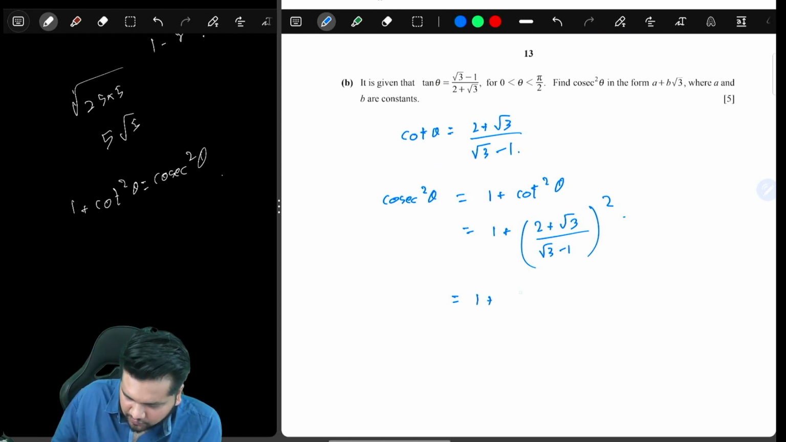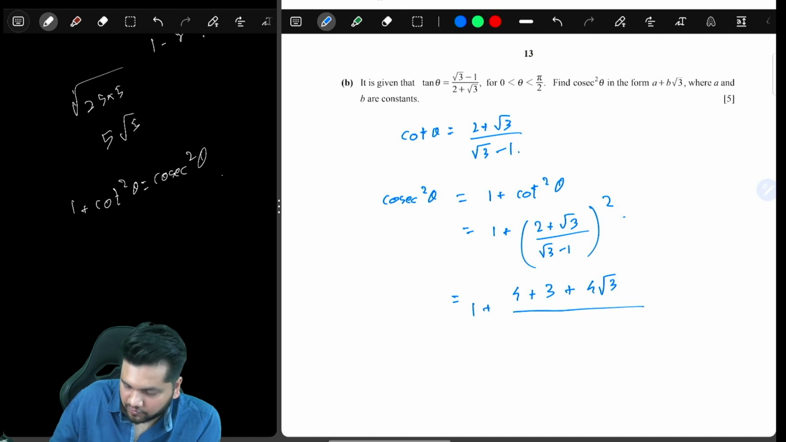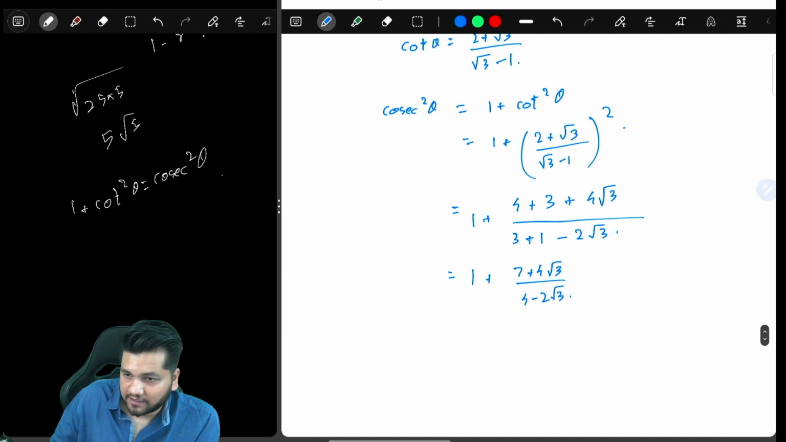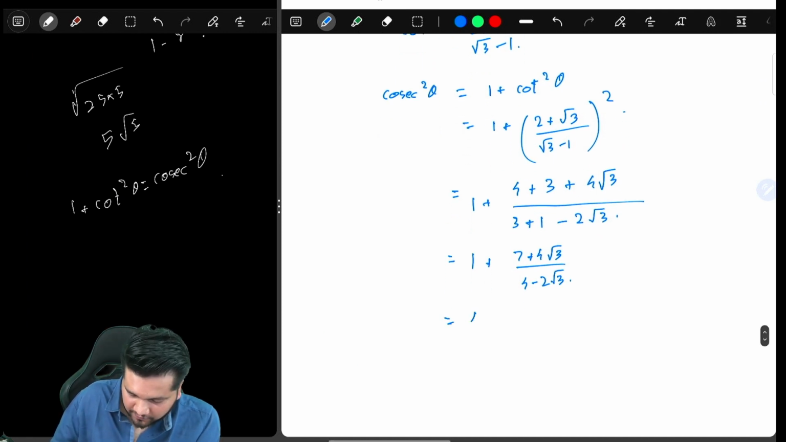So we'll get 1 plus. So expand this thing. So 2 plus root 3 whole square, a plus b whole square. So it's going to be a square, so 4 plus b square, 3, plus 2 times ab. So 2 times 2 root 3, which is 4 root 3 upon root 3 minus 1 whole square. Again, 3 plus 1 minus 2 root 3 into 1. So minus 2 root 3. So we'll get 1 plus 7 plus 4 root 3 upon 4 minus 2 root 3. Again, we just have to add this 1 to it. So again, it's going to be 4 minus 2 root 3 cross multiplication thing plus 7 plus 4 root 3 upon 4 minus 2 root 3.